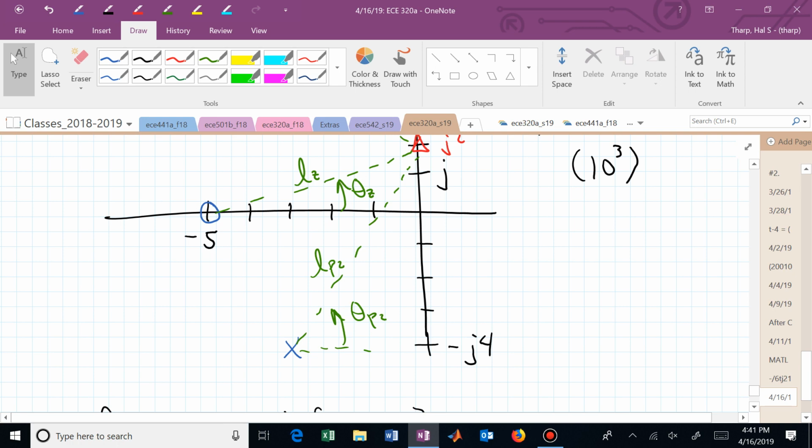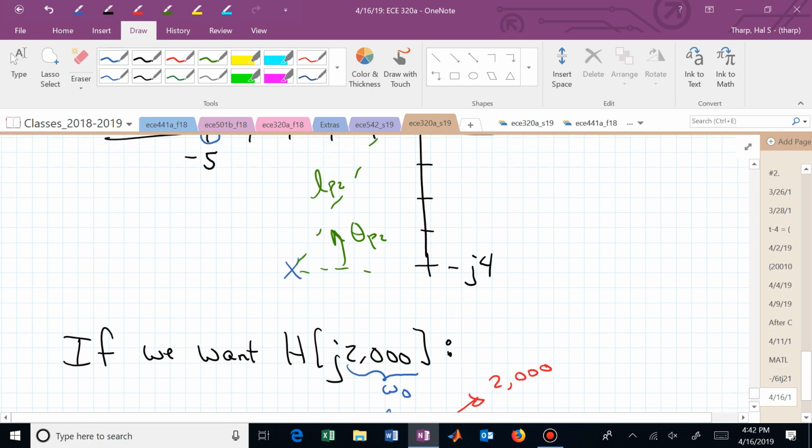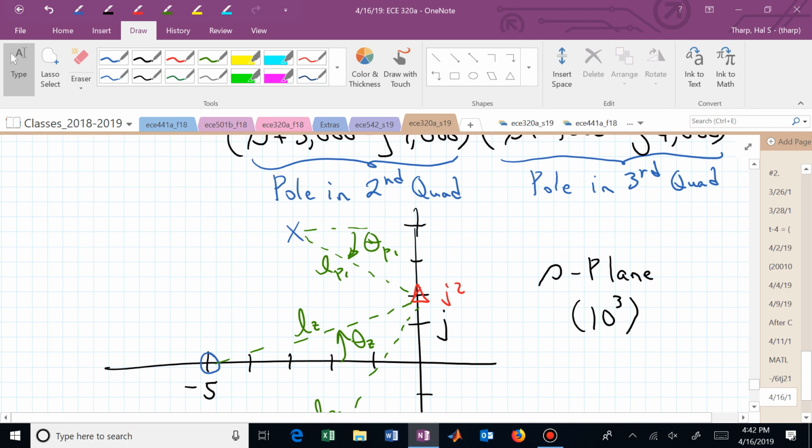What about the pole in the second quadrant? We have j omega naught plus 3,000 minus j 4,000. So now if we walked to the right 3,000 in the real direction, we go down 4,000, that's the minus j 4,000, plus j 2,000, we're back to that triangle. And that's just this length, LP1, at this angle, theta P1.